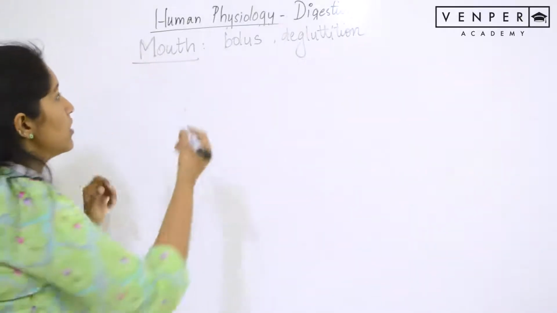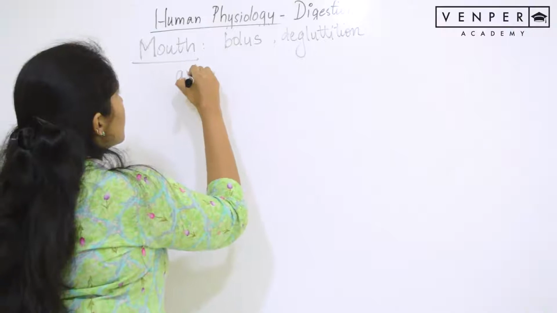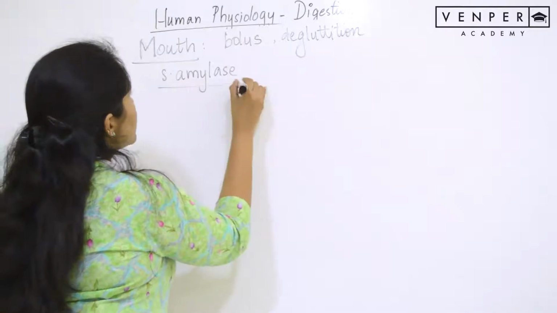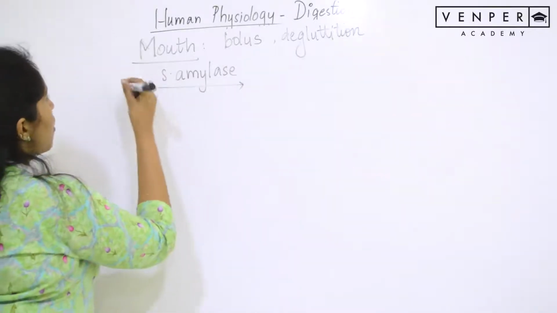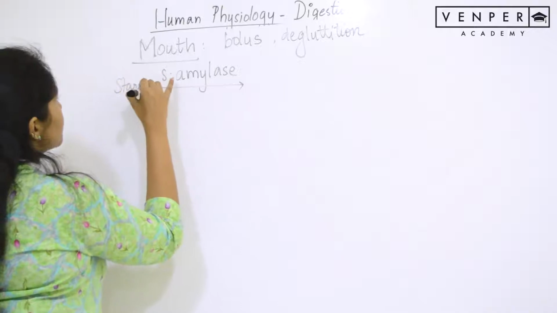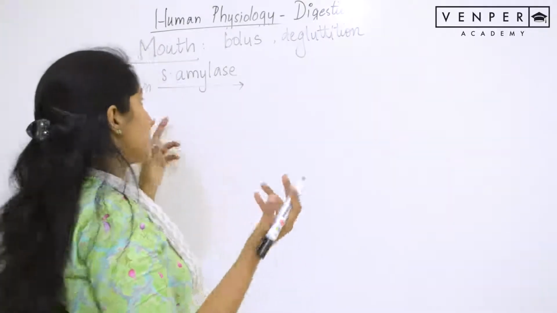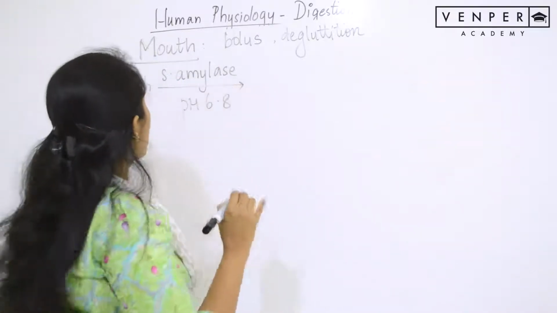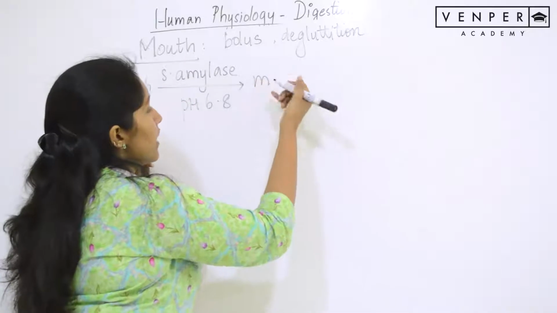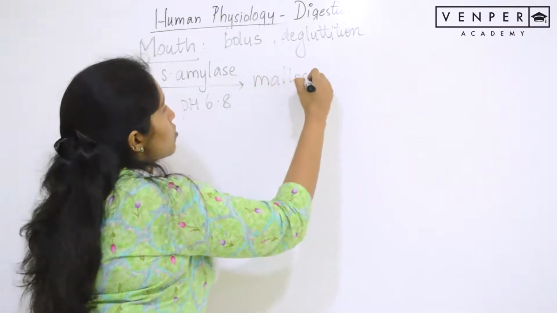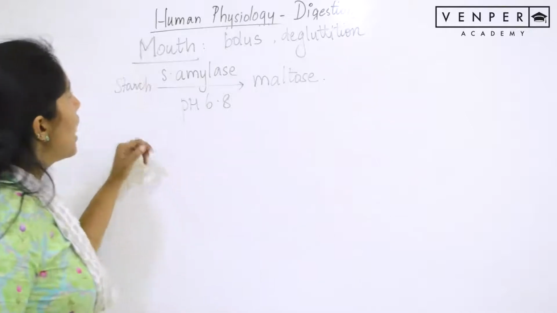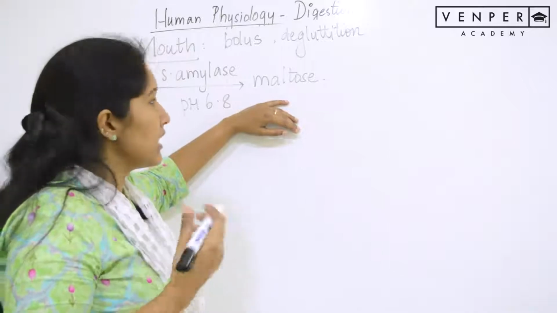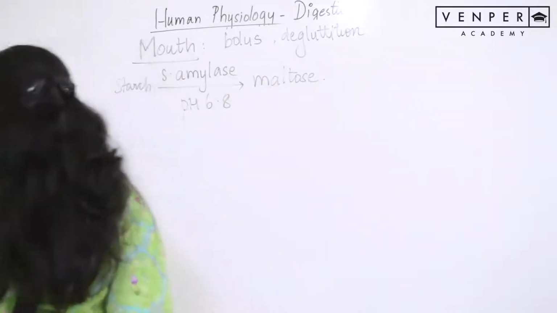And in the mouth, the main enzyme is the salivary amylase, which helps in the digestion of starch or carbohydrates. The pH requirement for this enzyme is 6.8, and it converts the starch into a disaccharide called maltose. And the mucus in the mouth, as I told you earlier, helps in lubricating, and then it helps in the deglutition process.